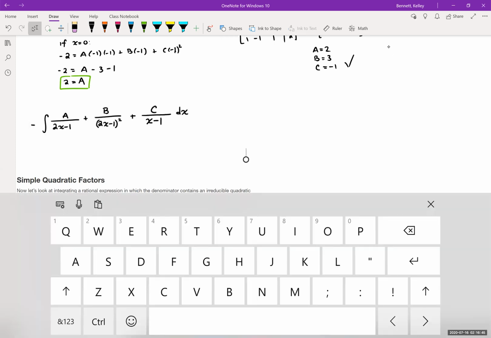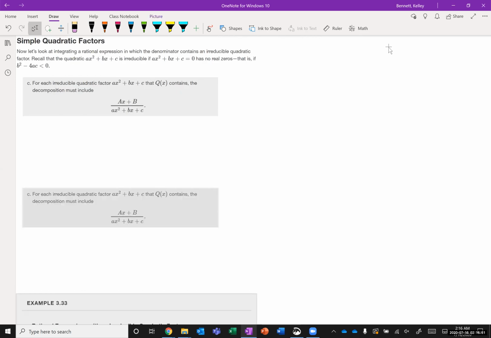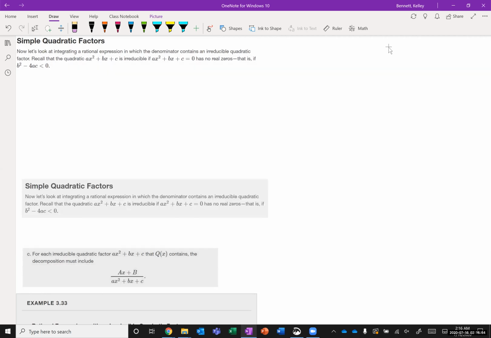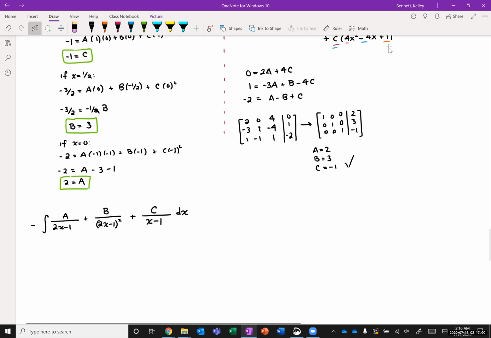So what happens is that this becomes, well, what's really going to happen is that these need to go away. So now we can just replace our A, B, and C. So we said that A was 2, B was 3, and C was negative 1. So this is ln 2x minus 1.